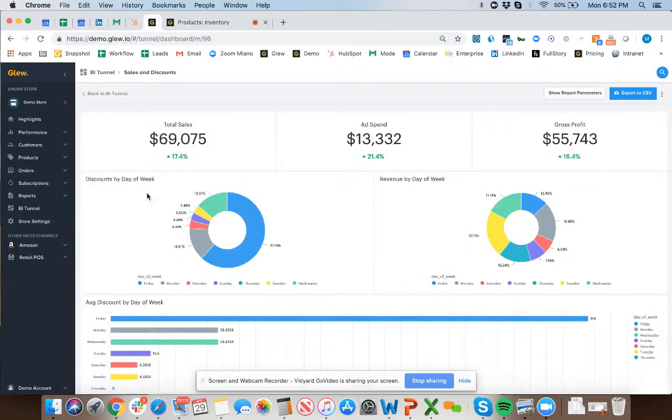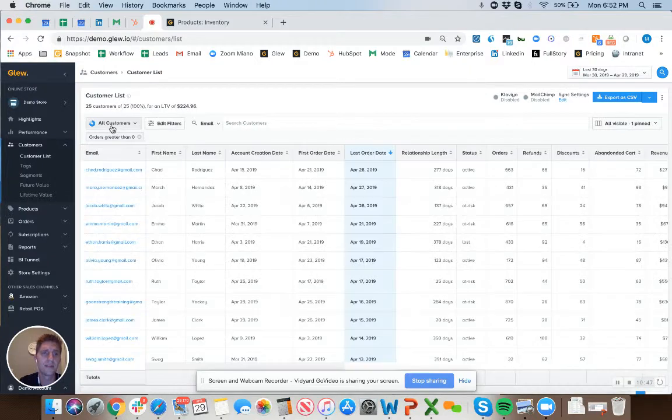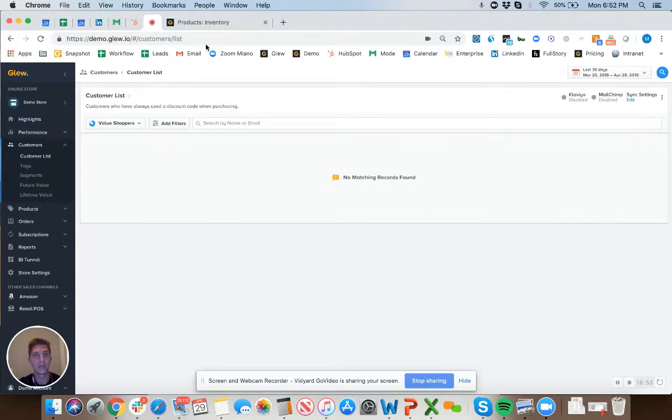If I'm in Glew, I'm going to go to customers list, and you'll see that this is a predefined segment in Glew.io called value shoppers. They only buy when there's a discount, okay?